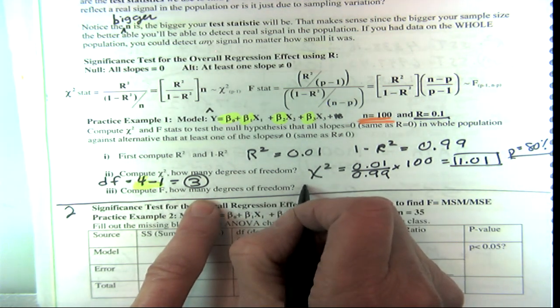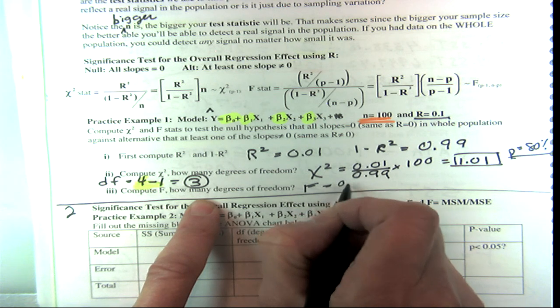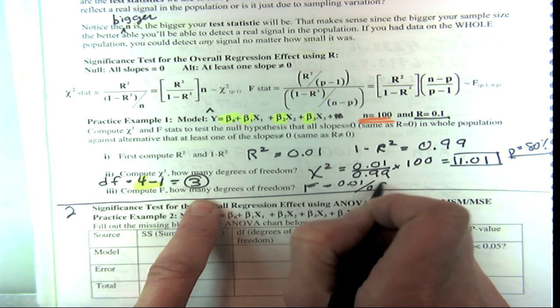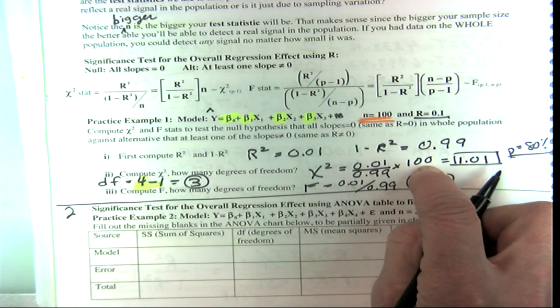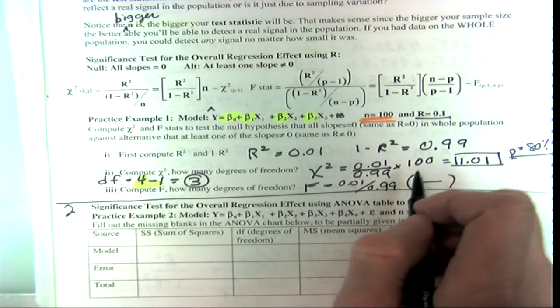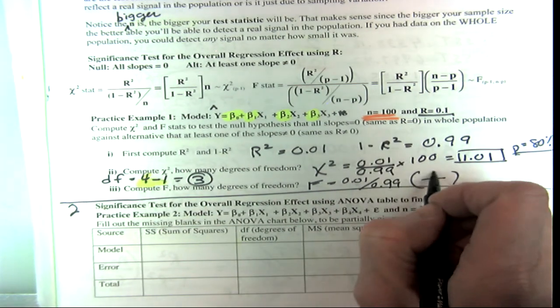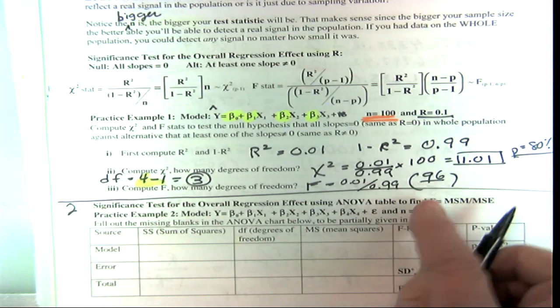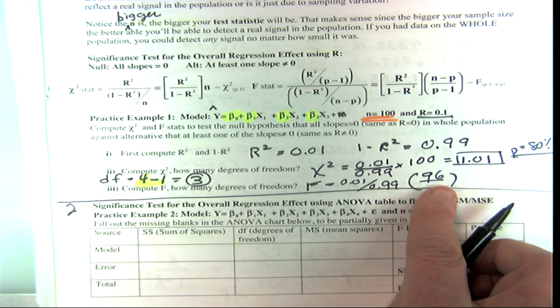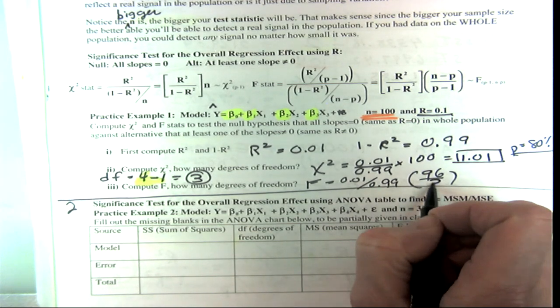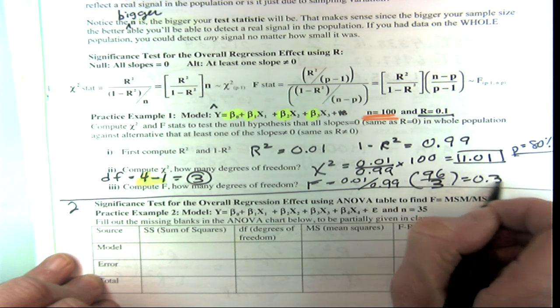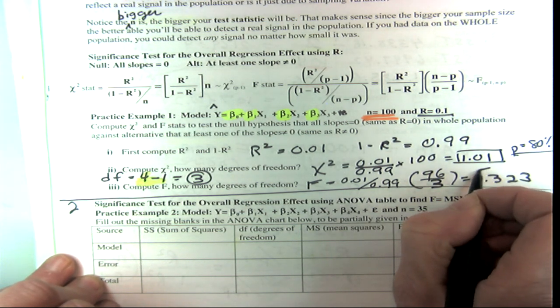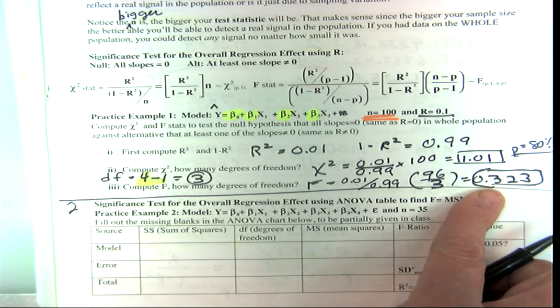So we'd say F equals the same thing, 0.01 divided by 0.99. And now what would we do? Instead of 100, what are we going to do? 100 minus what? 4 parameters. So that would be 96. And then what do we have to divide by? The number of parameters minus 1. So that's 3. And when I did that, I got 0.323.